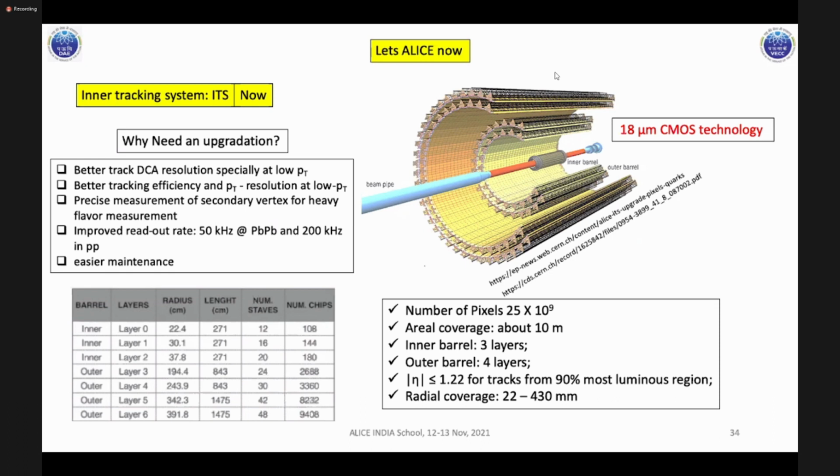And this is the most beautiful part of this upgrade. Now just see the innermost layer, layer 0. What is the distance from the beam axis? This is 22 centimeter.